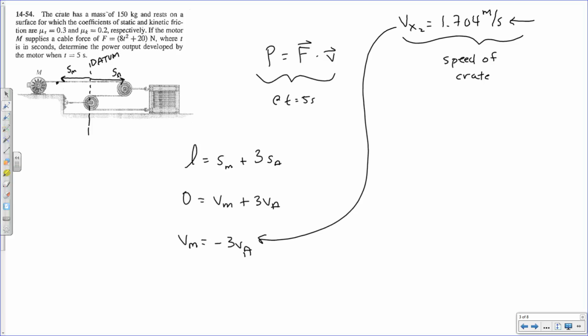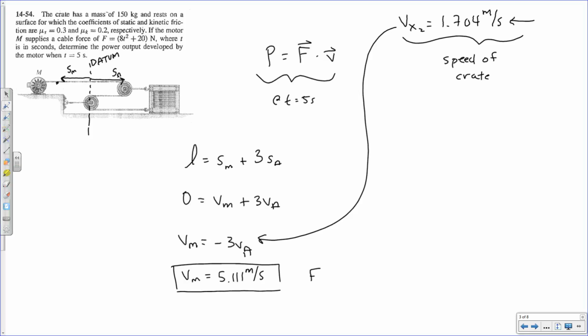Okay? So plugging in 1.704 into this equation, we can solve for the speed at which the rope is being pulled into the motor. It's 3 times this value. So if we multiply that value times 3, we find that Vm is equal to 5.111 meters per second. This is the speed that the rope is getting pulled towards the motor.